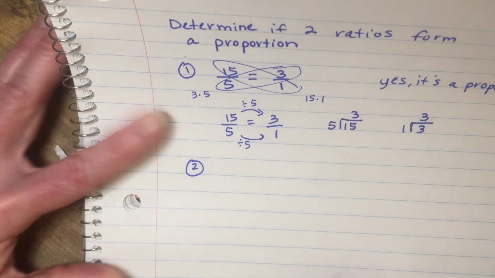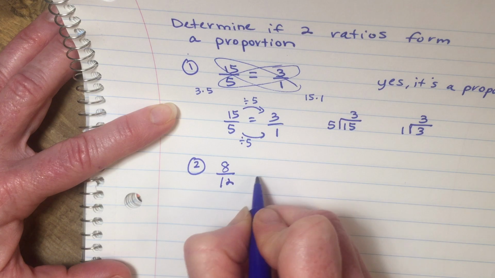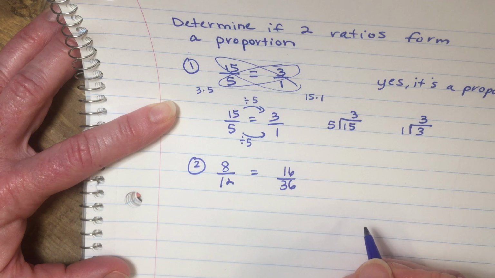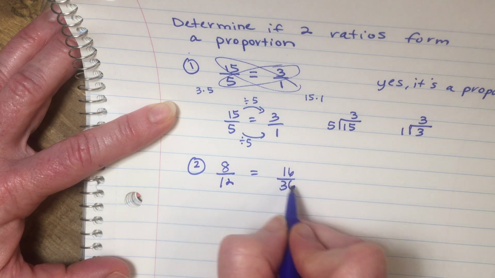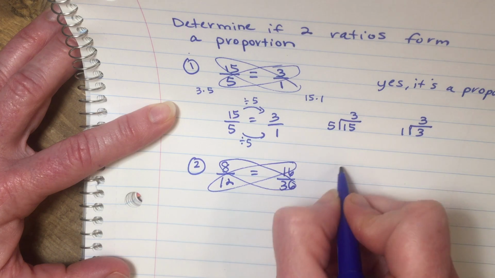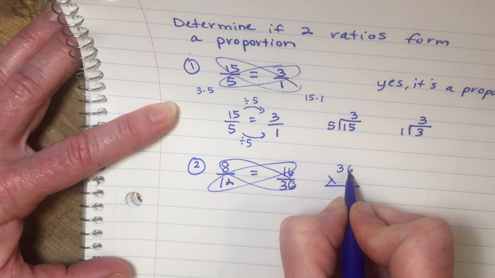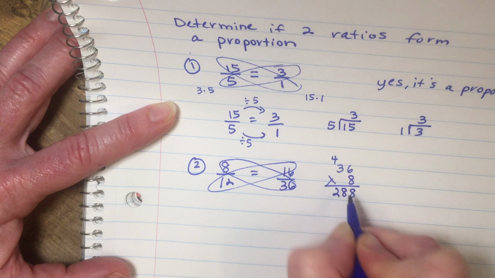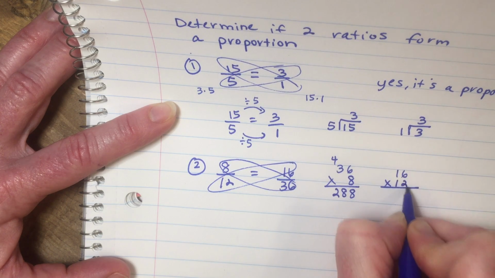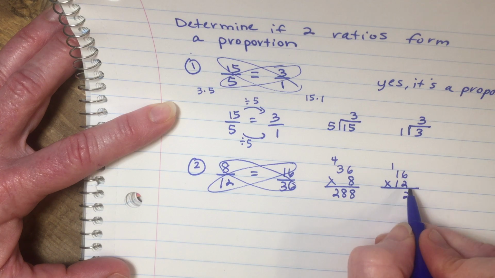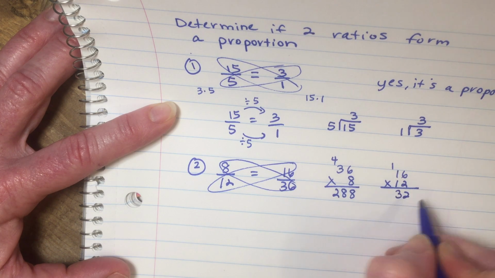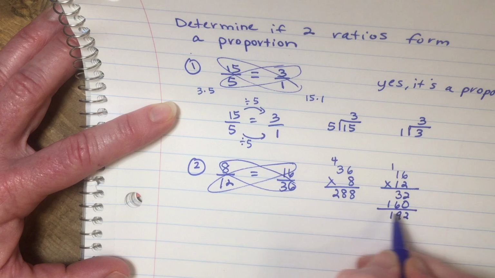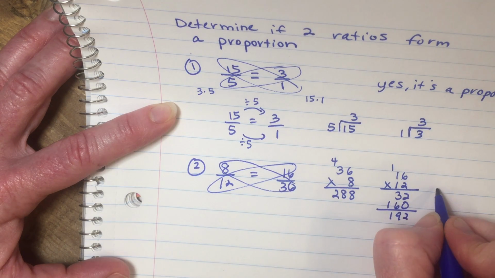And then let's try one more. If I have 8 over 12 and 16 over 36, and I want to know, do these two ratios make a proportion? So again, I can pick the way I like. If I like cross products, try this. I want to know, is 36 times 8 equal to 16 times 12? So 8 times 6 is 48. Carry my 4. 8 times 3 is 24, plus 4 is 28. Do the same thing with 16 and 12. 2 times 6 is 12. 2 times 1 is 2 plus 1. Start with a 0. 1 times 6 and 1 times 1. That gives me 192. So I can see that 288 and 192 were not the same thing. So this is not a proportion.